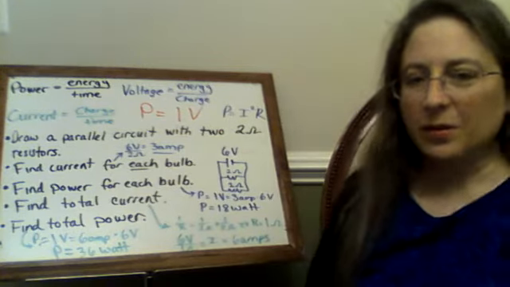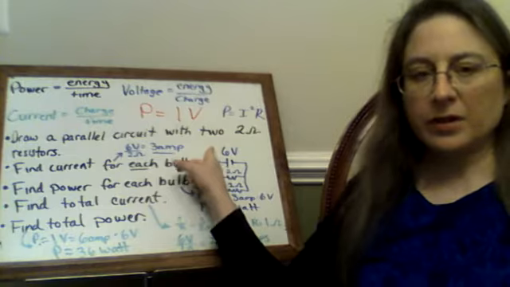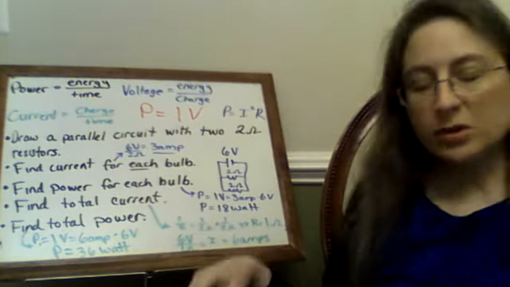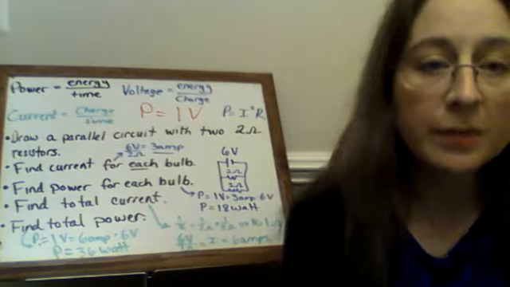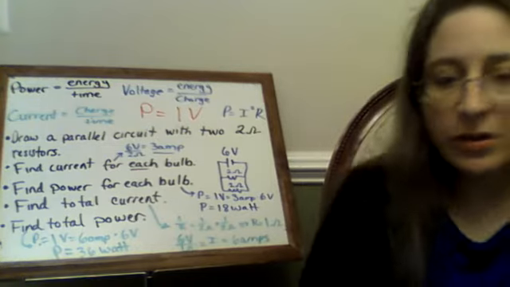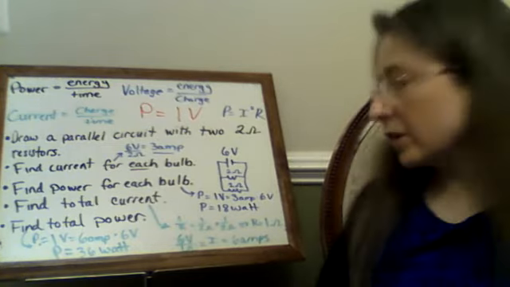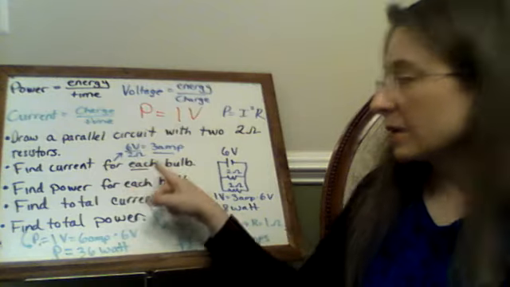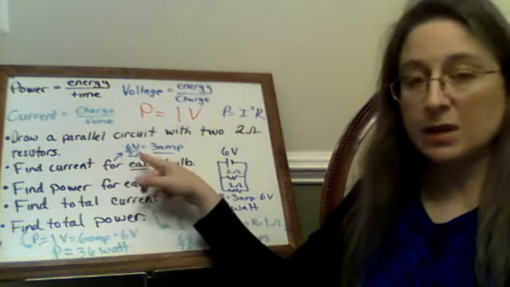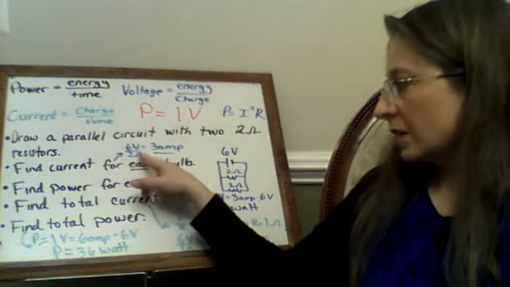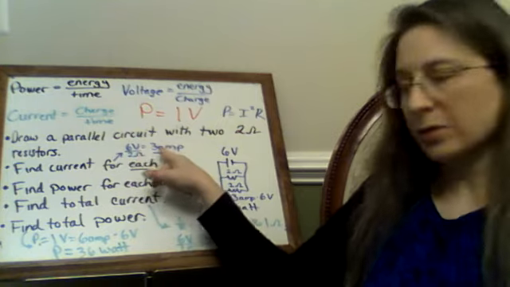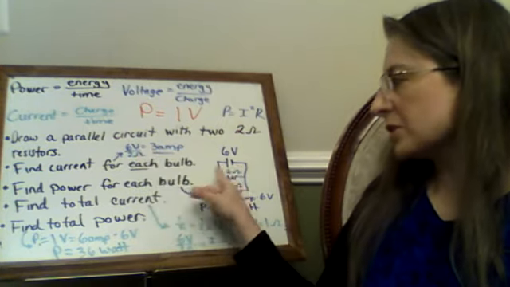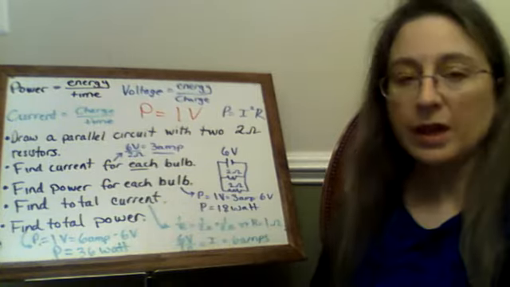Okay, so we've drawn our circuit here. We have a 6-volt battery. We have two 2 ohm resistors in parallel, so the electrons can choose one resistor or the other. To find the current for each bulb, we just use Ohm's law. V divided by R equals I. 6 volts divided by 1 resistor, which is 2 ohms, gives us a 3 amp current.